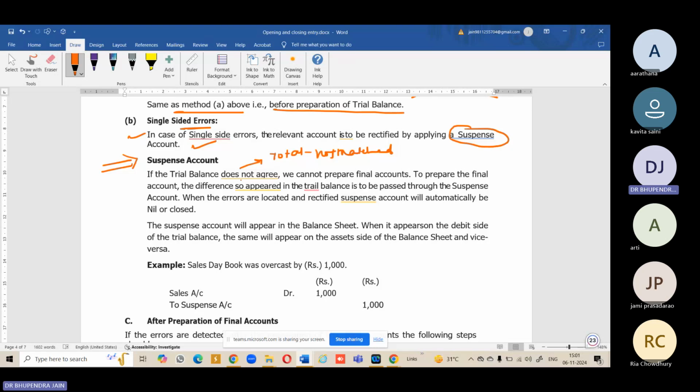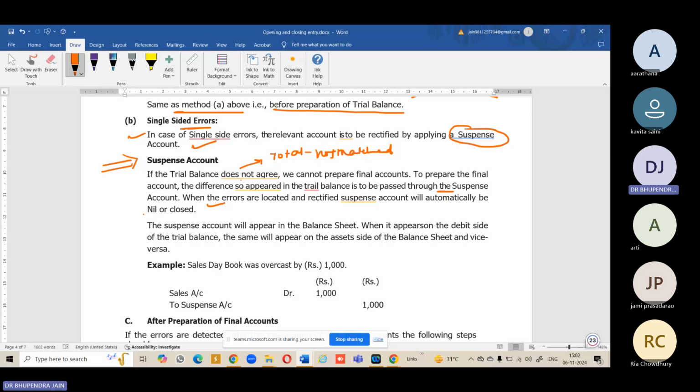So to prepare the final account, the difference appearing in the trial balance is to be passed through the suspense account. When the errors are located and rectified, the suspense account will automatically become nil or close. Whenever you rectify your mistake, automatically the balance of the suspense account will be nil. Hopefully, you have cleared all the points regarding rectifications.